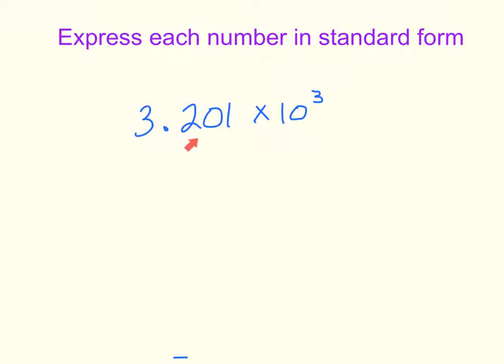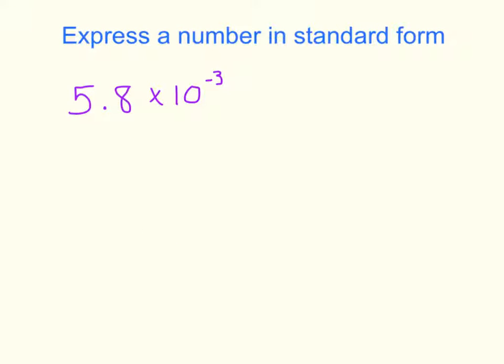Let's look at one more problem here. I have 3.201 times 10 to the third. So I think to myself, I'm multiplying this number by 10, 3 times. So that makes sense that I'm going to move my decimal 1, 2, 3. So I just show where I'm moving. My decimal ends up right here. So I get 3,201.